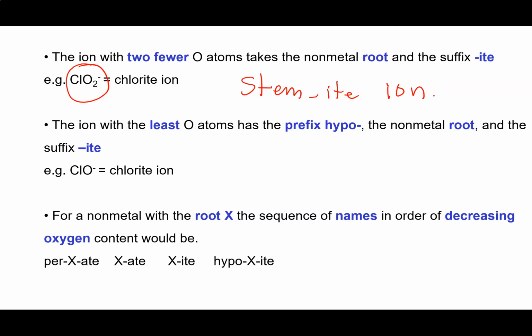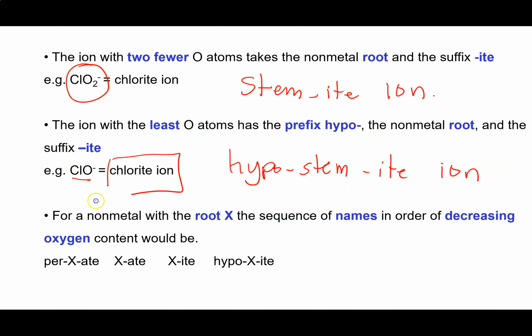So, and then finally you've got the one that has the least number of oxygen atoms, and then that becomes hypo, then the stem, then the ending ite, and the word ion. So in our example, ClO-, that would become hypochlorite ion.